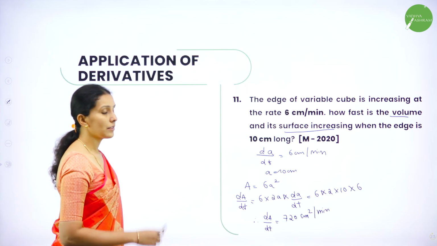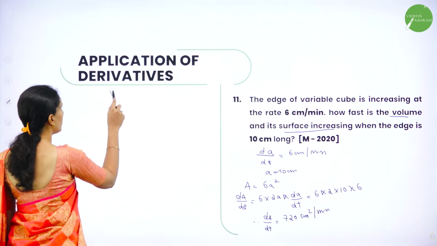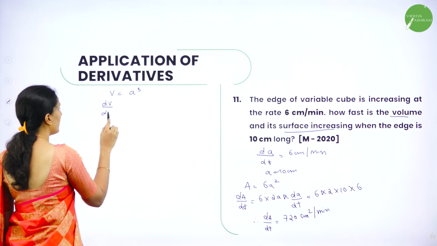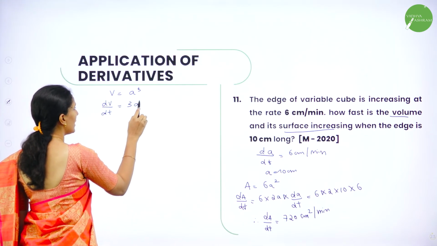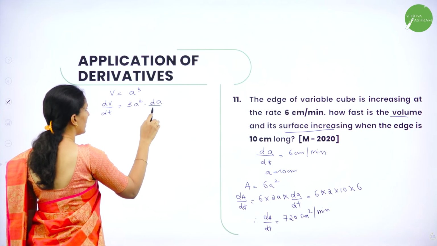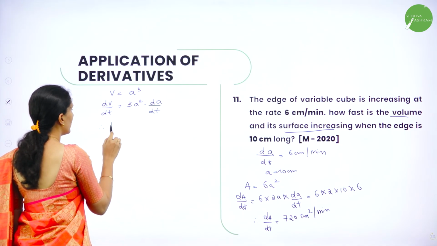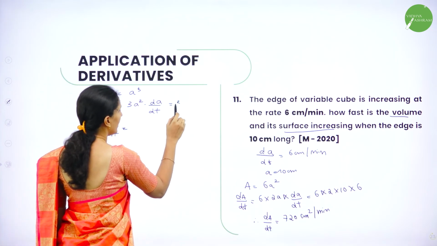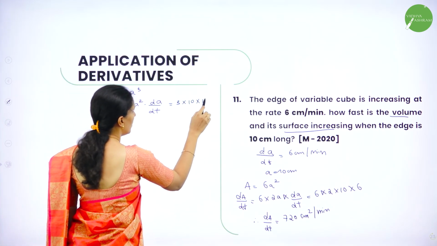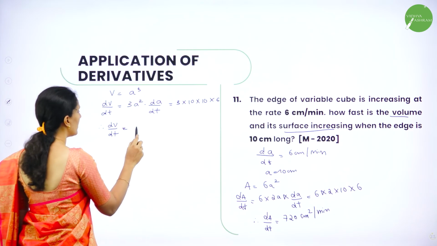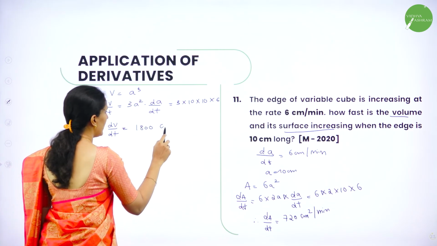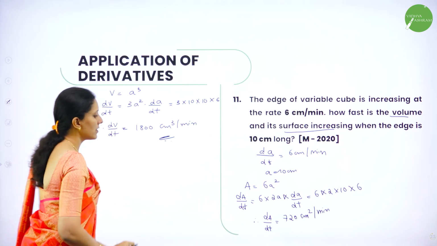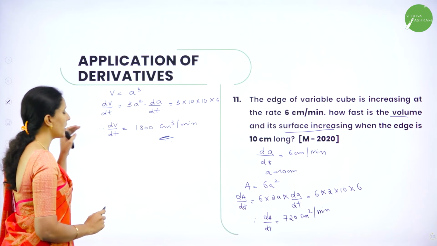Next we need to calculate the change in volume. The volume of a cube is given by a cube. So therefore the change in volume dV by dt is equal to 3a square into da by dt. So therefore dV by dt is equal to 3 into 10 into 10 into 6. So the rate of change of volume is 1800 centimeter cube per minute. Hence this is the change in area and this is the change in volume.